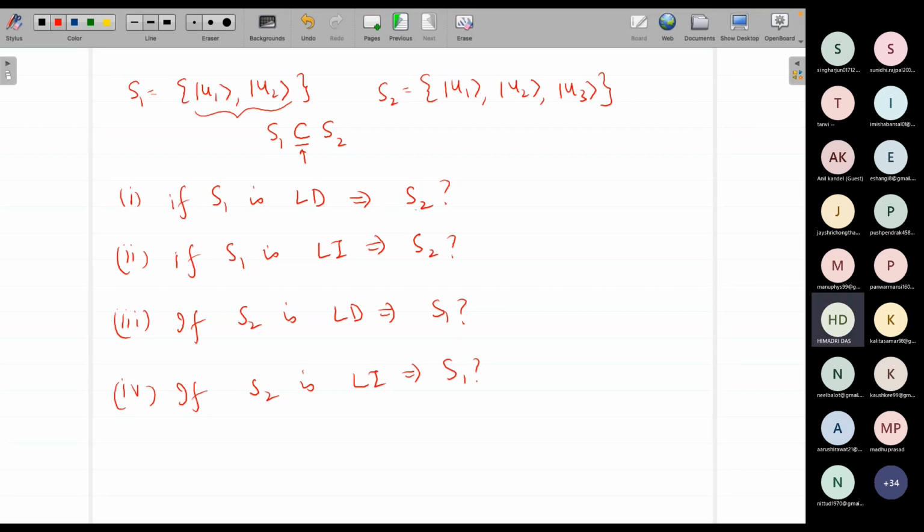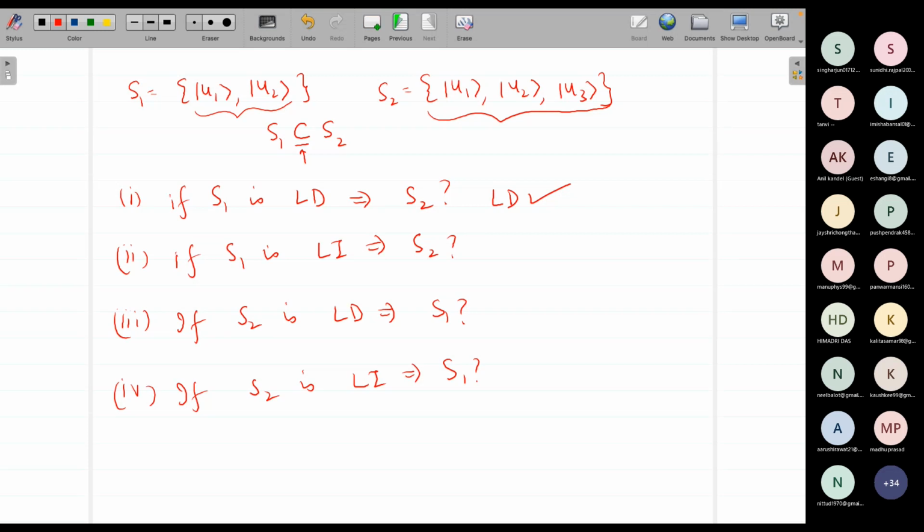Is it a linearly dependent set? Linearly dependent, because if these 2 vectors are linearly dependent, then any vectors you add, since these 2 vectors are always there, it will always be linearly dependent. Absolutely right. What about if S1 is linearly independent, so these 2 vectors are linearly independent?